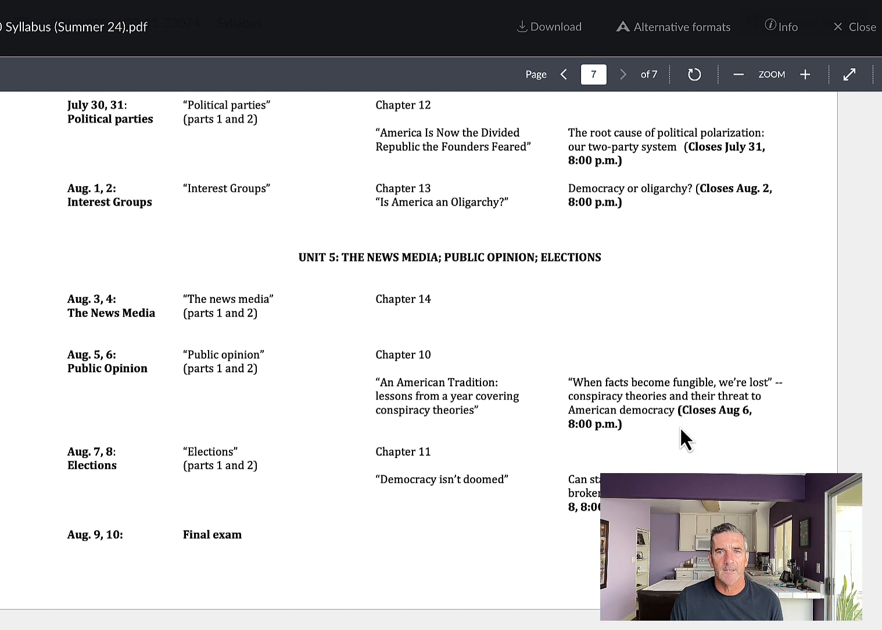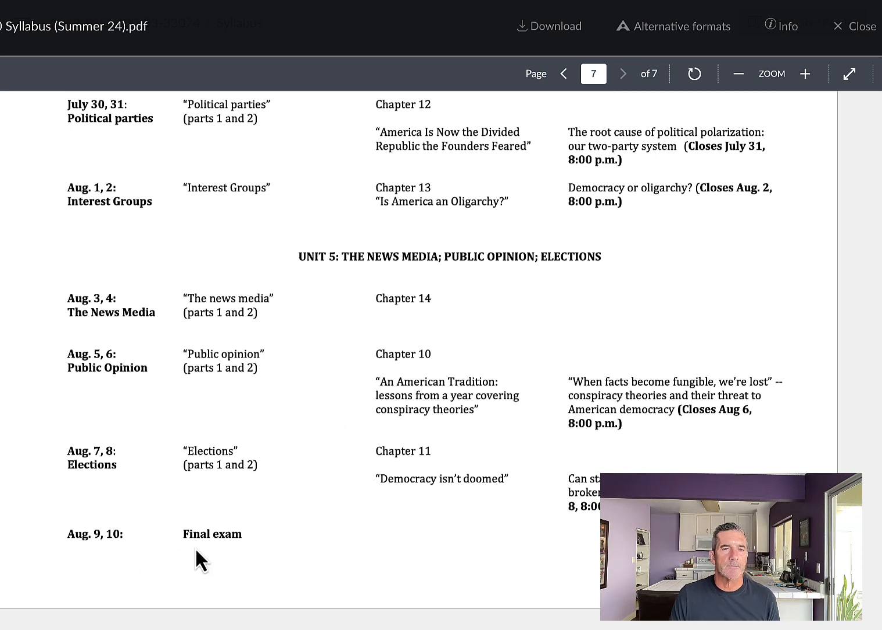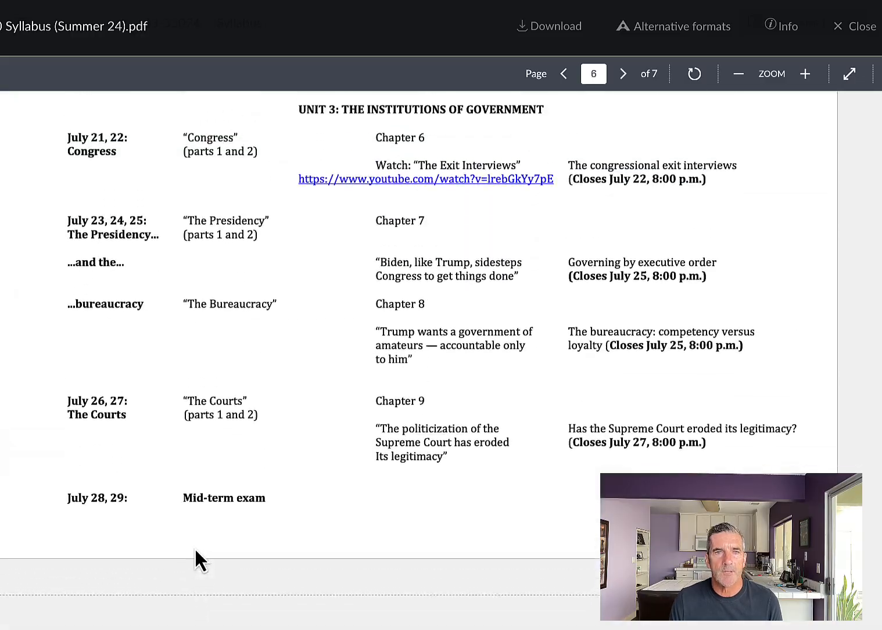Same exact thing. This particular reading really taps into conspiracy theories. It really taps into both the news media and public opinion. So for this section, we'll have just one reading and one forum. So it's kind of a combined public opinion and news media section. And then we'll talk about elections. And then on August 9th and 10th, somewhere in there, you'll take the final. And that's pretty much that.